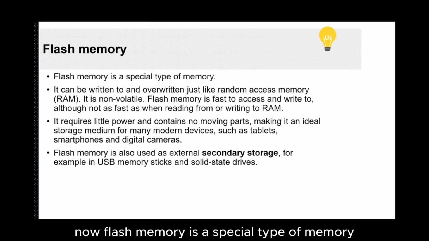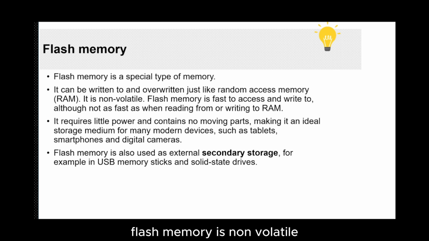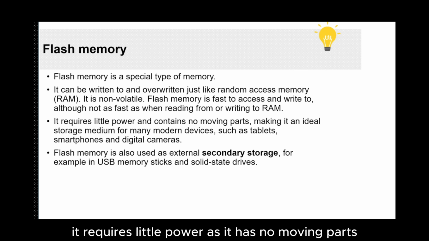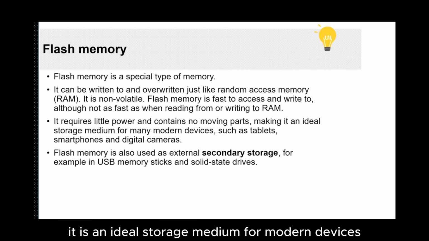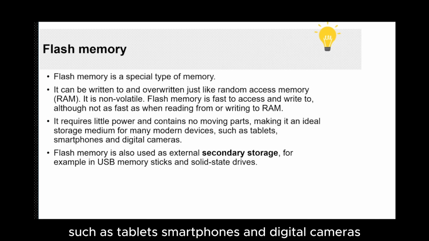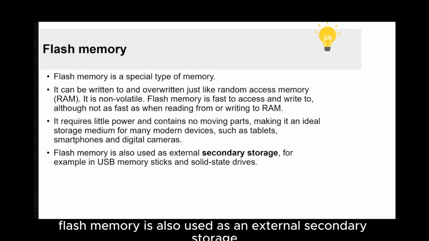Flash memory. Now, flash memory is a special type of memory. It can be written to and overwritten just like RAM. Flash memory is non-volatile. It is fast to access and write. It requires little power as it has no moving parts. It is an ideal storage medium for modern devices such as tablets, smartphones, and digital cameras. Flash memory is also used as an external secondary storage.